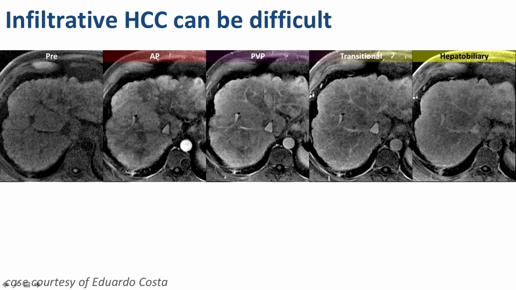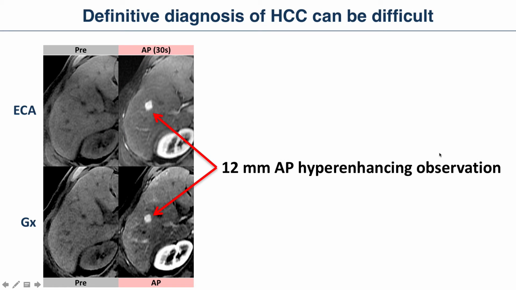Okay, so here is the arterial phase, and all these splotches of enhancement, that's all infiltrative cancer. So this person had a very large infiltrative cancer that's essentially invisible in the hepatobiliary phase. Diagnosing HCC can be a little bit difficult with Gadoxetate.